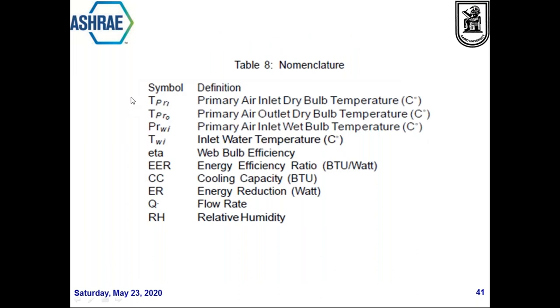So the parts I'm going to speak about now, these are some of the nomenclature and definitions. Primary air temperature, dry bulb. Primary air outlet temperature, dry bulb. Primary air inlet water temperature. Inlet water temperature, that's for the spray. ETA is the wet bulb efficiency. EER is the energy efficiency ratio with the international definition that we all know. CC is the cooling capacity. ER is the energy reduction. Q is the flow rate. And RH is naturally the relative humidity.